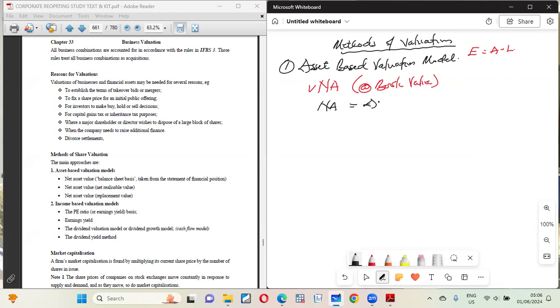equal to assets minus your liabilities. All right, minus all your liabilities. So don't limit the liabilities. Liability simply means liability. All your rights minus all your obligations, whether long-term or short-term. Yes. So therefore, this part of the asset includes your NCA. This one too includes your NCL. All right. So that is that.